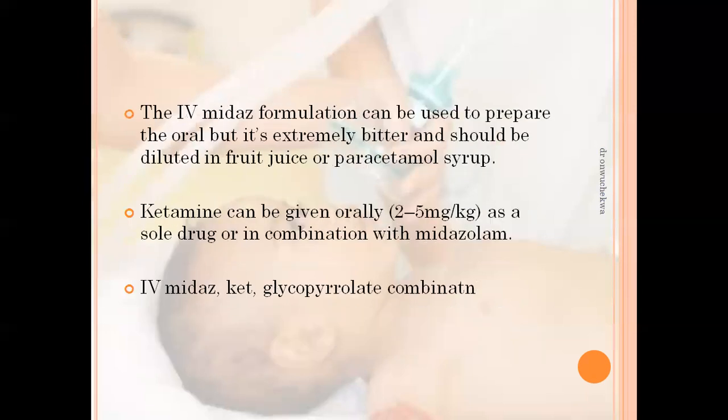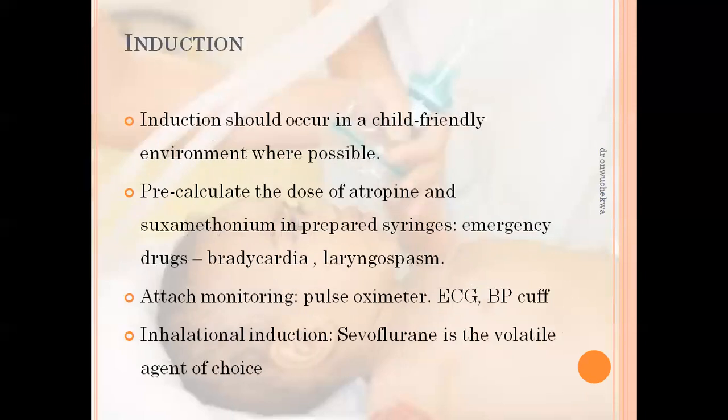And also the IV midazolam formulation can be used, but because it's bitter, it's advised that you mix it up with juice or with paracetamol syrup. Ketamine can be given orally, 2 to 5 milligram per kg as a sole drug or in combination with midazolam, the midazolam ketamine glycopyrrolate combination.